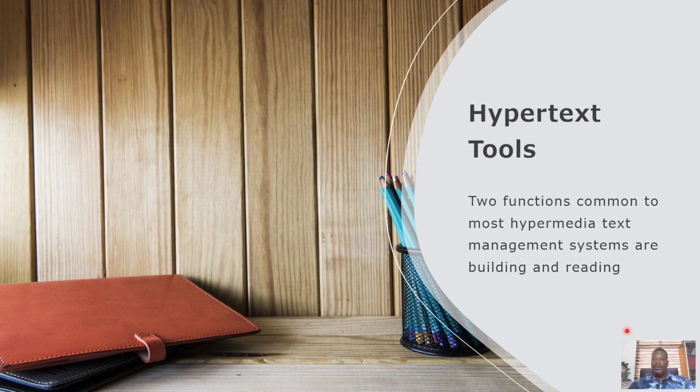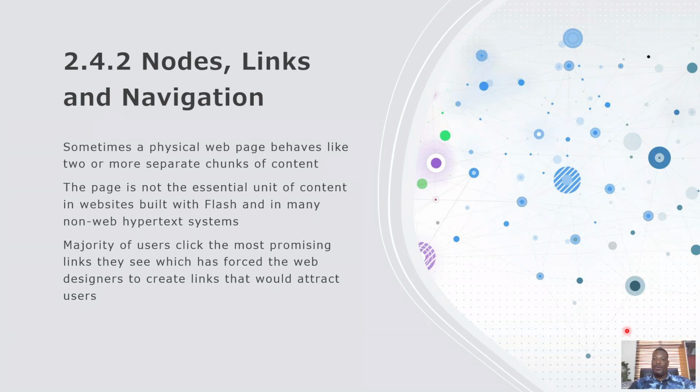And now let's talk about node links and also navigation. They look more alike. Sometimes a physical web page behaves like two or more separate chunks of content. So you can have a web page.